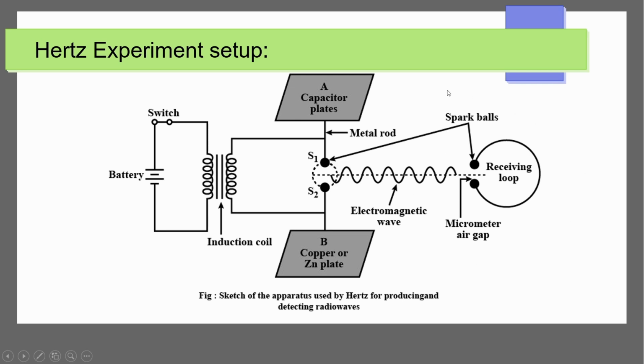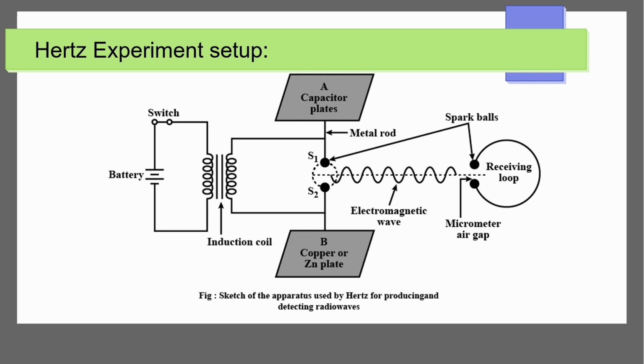Now, this is the receiving part of the apparatus. The receiving loop is a circular loop of wire with a small air gap over here, and this air gap is the micrometer air gap. The receiver detects the EM waves by producing small sparks using these spark balls over here. So basically, the transmitter radiates these electromagnetic waves, which travel through space and induce a current in the receiving loop.